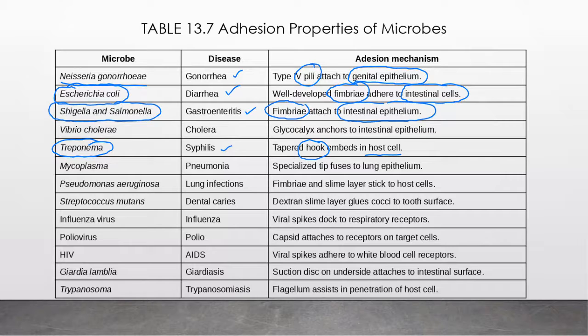Trypanosoma is a protozoa. So this is a type of protozoa. They can cause a disease called trypanosomiasis. And they use flagella or flagellum to enter into the host cell. Many Trypanosoma actually enter into red blood cells and destroy the red blood cells. So mostly they can cause anemia because they perform the destruction of red blood cells. So they use flagella to enter into this red blood cell.